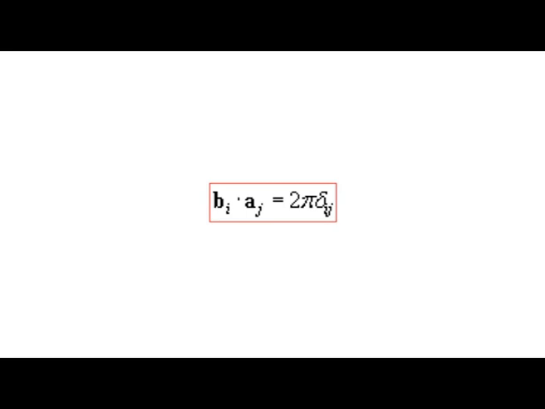Note that B2 and B3 are given by cyclic permutations of the expressions for B1. From this expression, it may be seen that the real lattice basis vectors and the reciprocal lattice vectors satisfy the relation Bi dot Aj is equal to 2 pi into delta Ij, where delta Ij is the famous Kronecker delta. You will know that the Kronecker delta has a value of 1 when i equals j, and 0 when i is not equal to j. So, Bi dot Aj is equal to 2 pi into delta Ij.